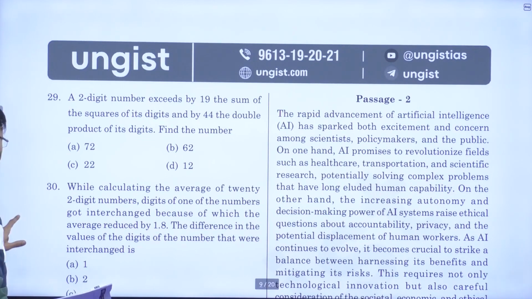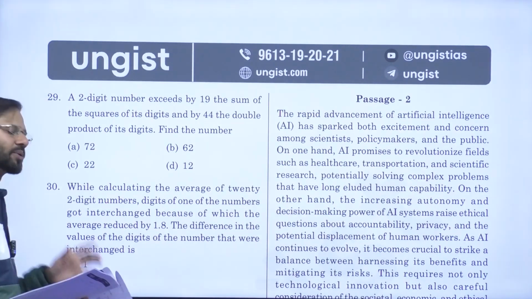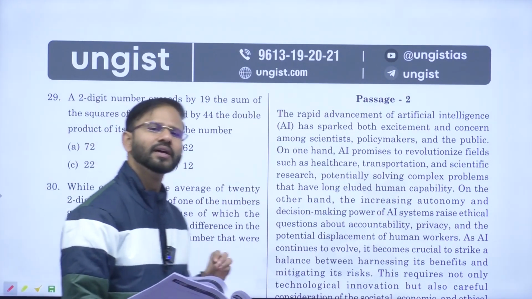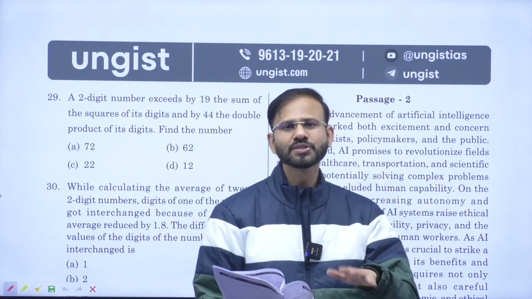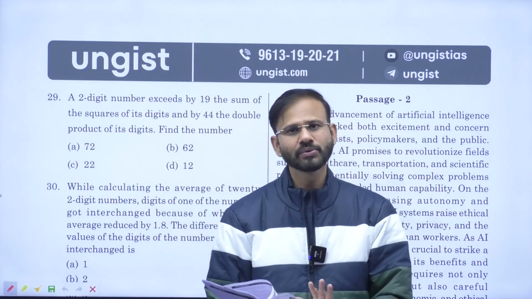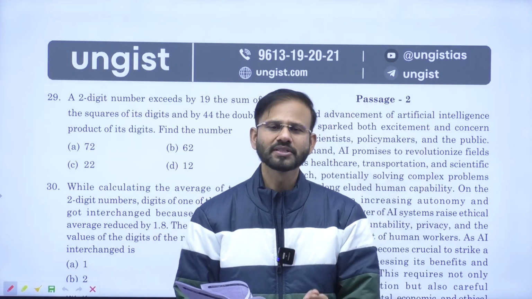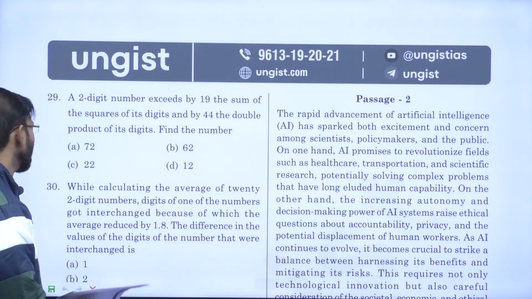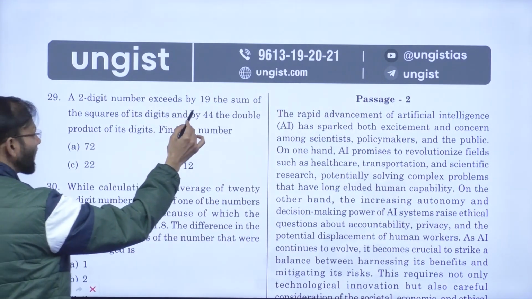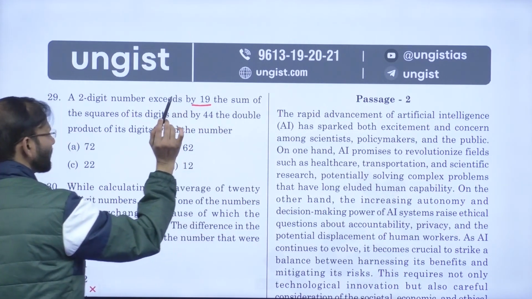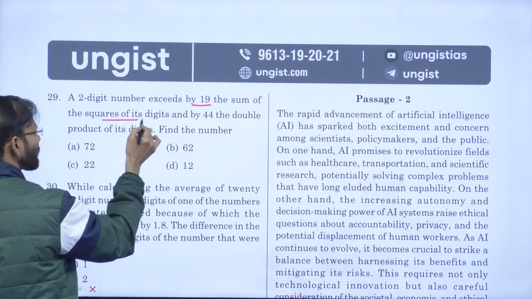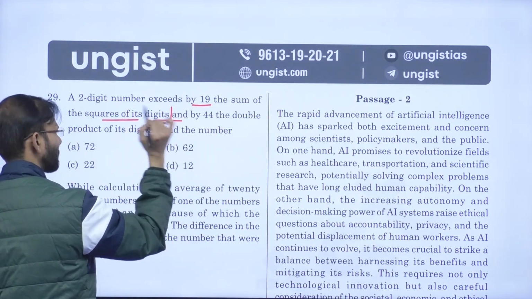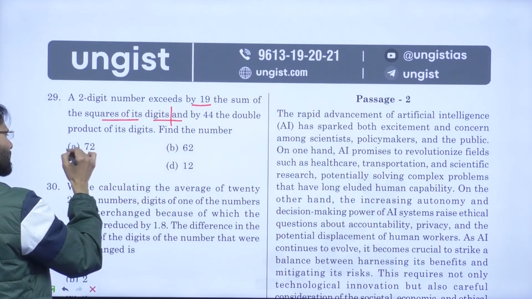And then question number 29. See guys, this question was also an easy question. In this question, we will use the options to get the answer. Right? Easy questions. We will solve this question just with the help of the options. Just read the options and get the value. Question is saying a two-digit number exceeds by 19 the sum of the squares of its digits. Okay. So let's take the first option.